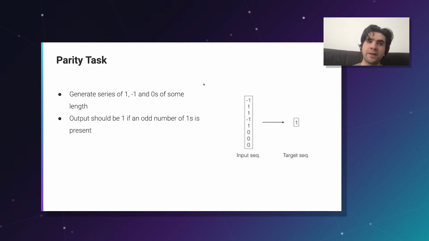Yeah, so the first task that we train on is what's called the parity task. This is pretty simple to explain in theory. We generate a series of ones, negative ones, and zeros of some length. And then our output is just whether or not the number of ones present is odd. So in this example over here, we have 3 ones. 3 is an odd number, so the network should learn to output 1.